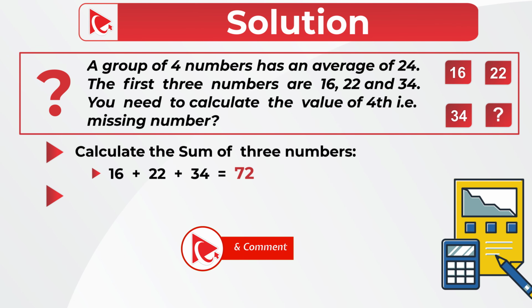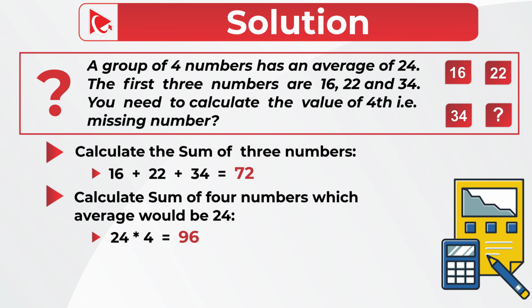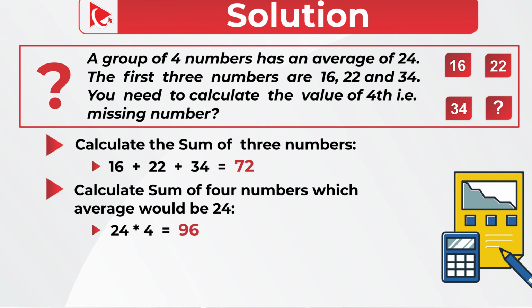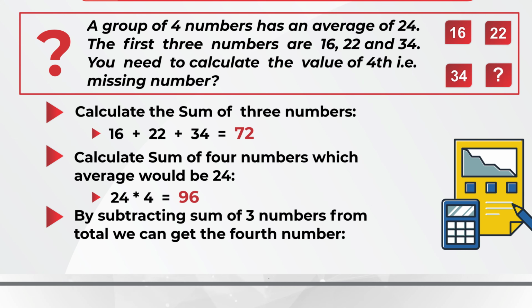In the next step, we need to determine what would be the sum of 4 numbers for which average would be 24. To do this, we need to multiply 24 by 4, and the end result of this would be 96. And in the last step, we need to subtract the sum of 3 numbers from the total where the average will be 24 to calculate the 4th number. 96 minus 72 equals 24.